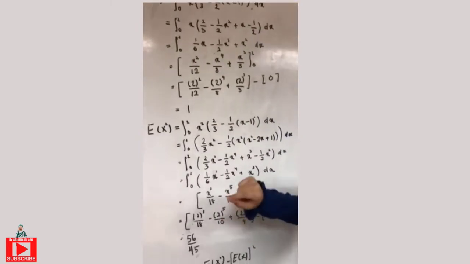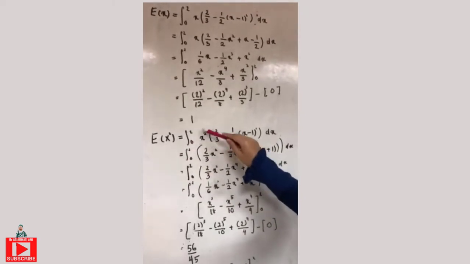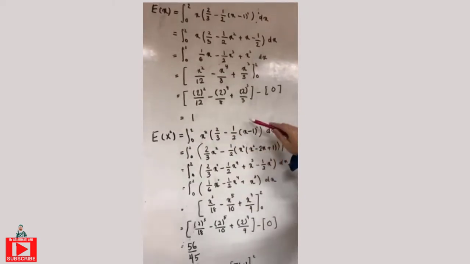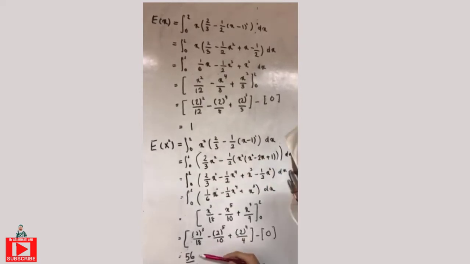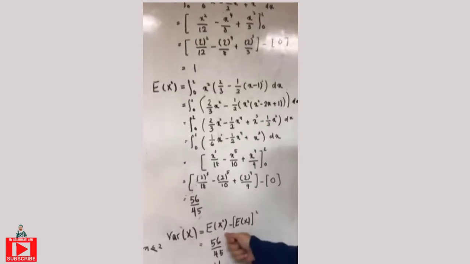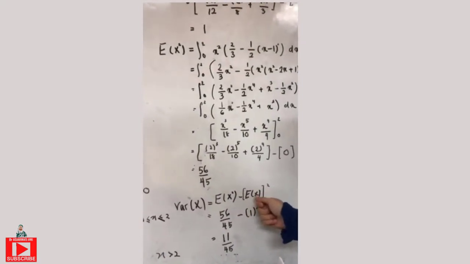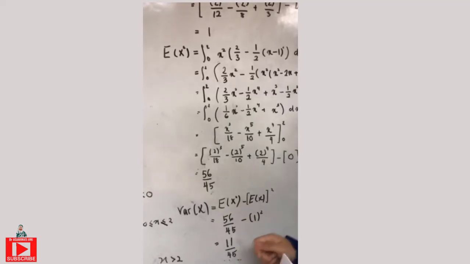So kita cari variance, kita kena ada E(X kuasa 2). Kita cari E(X kuasa 2), kita kena letak X kuasa 2. Pengiraan dia sama macam E(X), cuma beza dia X kuasa 2 je kat sini. So kita dapat 56/45. So kita boleh cari variance, E(X kuasa 2) tolak E(X) kuasa 2. So dapat 11/45.